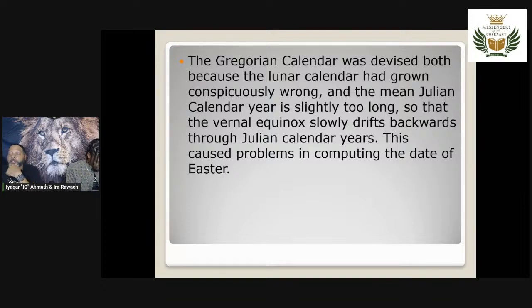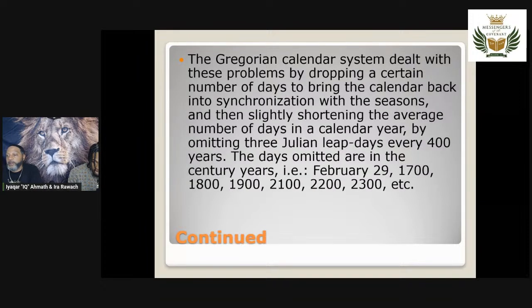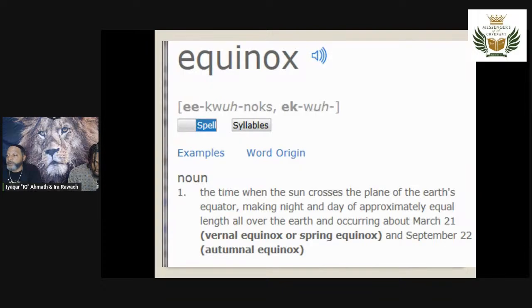All right. So it says the Gregorian calendar was devised both because the lunar calendar had grown conspicuously wrong, and the mean Julian calendar is slightly too long, so that the vernal equinox slowly drifts backwards through Julian calendar years. This caused problems in computing the date of Easter. So I'm going to skip this part. Let's get right to the point here.